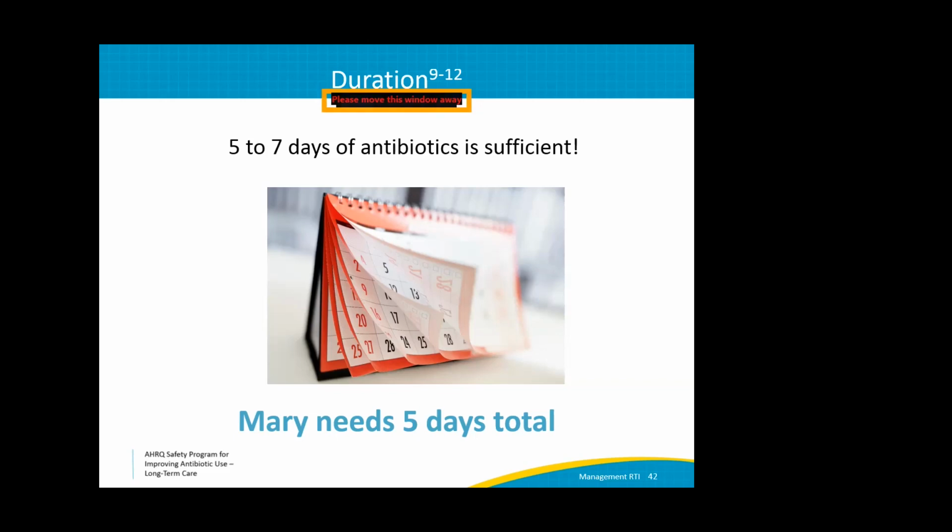For the majority of residents, a course as short as 5 days of antibiotics will likely be sufficient to treat a bacterial pneumonia.